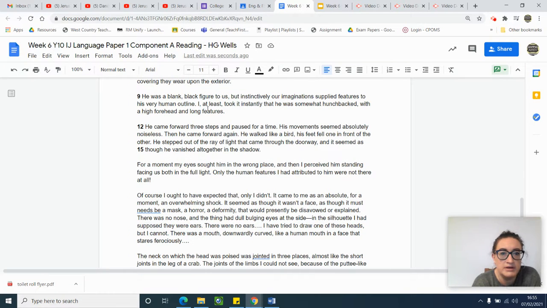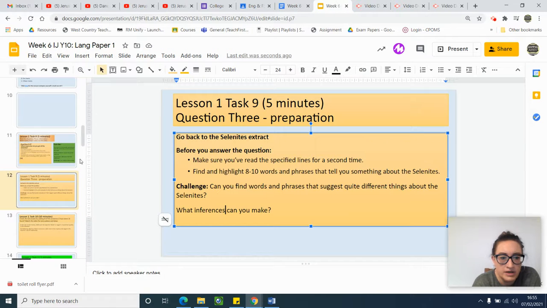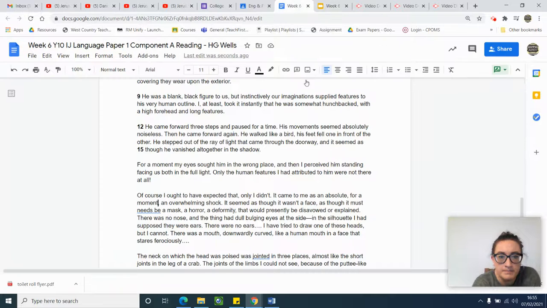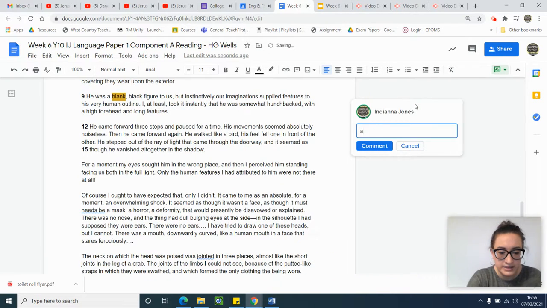But I'm just going to do the very beginning bit, and go back and check the section again. So what impressions do I get of the Selenites? 'He was a blank black figure to us.' Okay, blank suggests that... if I focus on single words, that's even better for this exam because it's less words, takes less time, and is really focused analysis. Okay, it's an adjective.